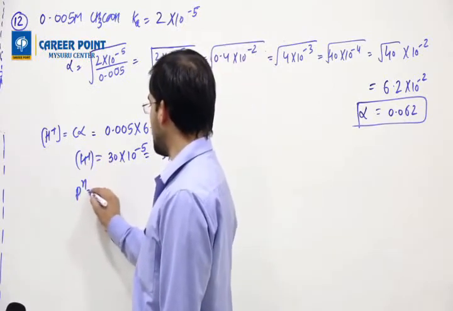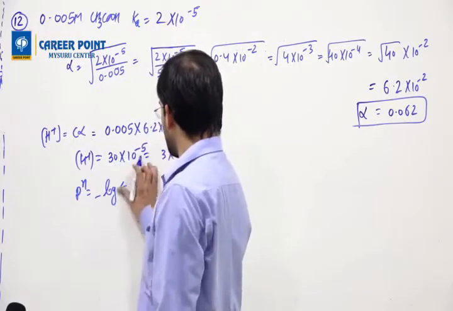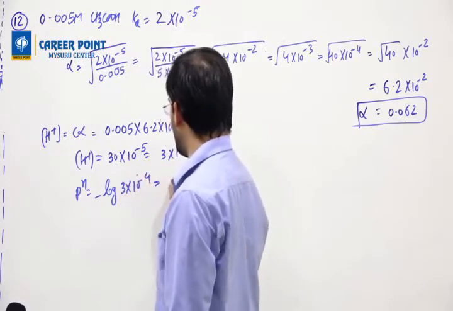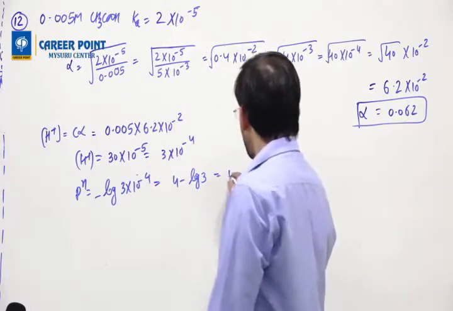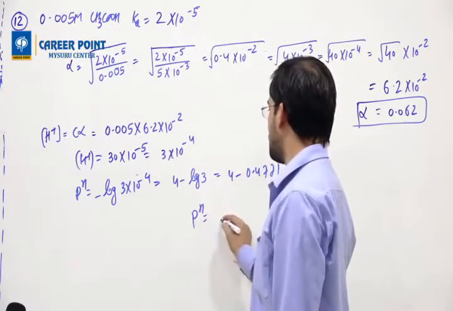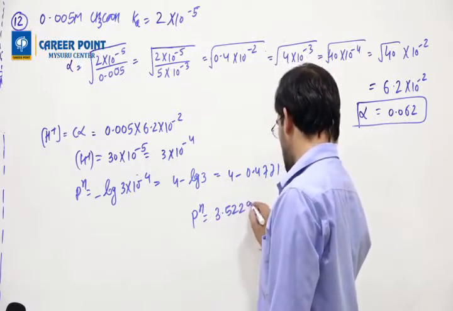So pH equals what? Minus log of 3 into 10 power minus 4, or 4 minus log 3, or 4 minus 0.4771. So pH equals how much? 3.5229.